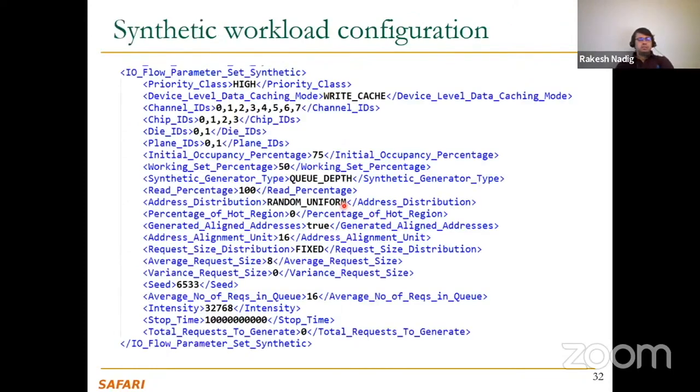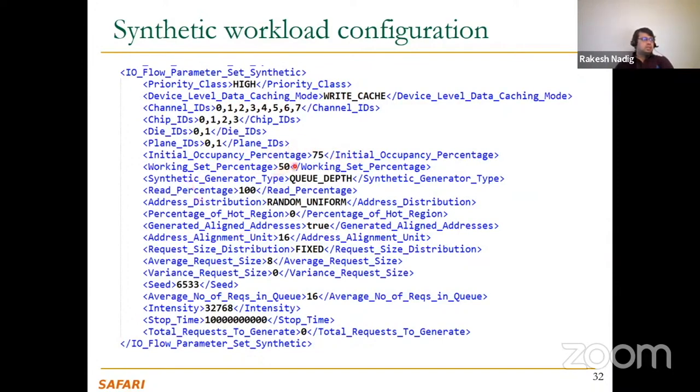Then we have a synthetic workload configuration, which is basically configuring the simulator to generate its own requests or workload. So in this, we again need to add an entry into the XML file, something like IO flow parameters set synthetic, which will define the synthetic workload. And we have similar entries like the trace-based workload for synthetic workload as well.